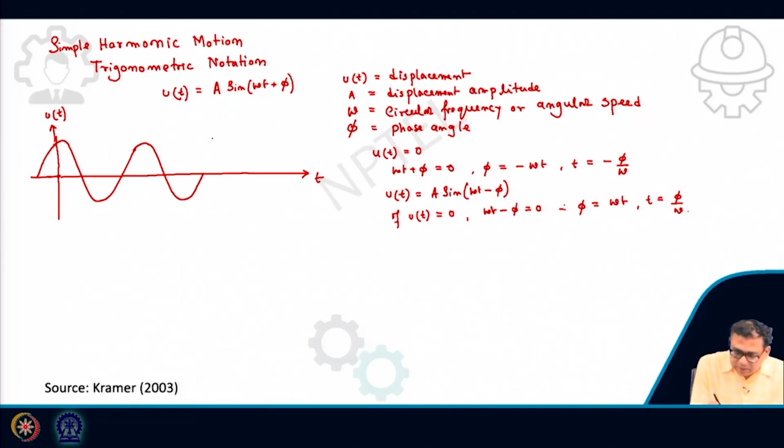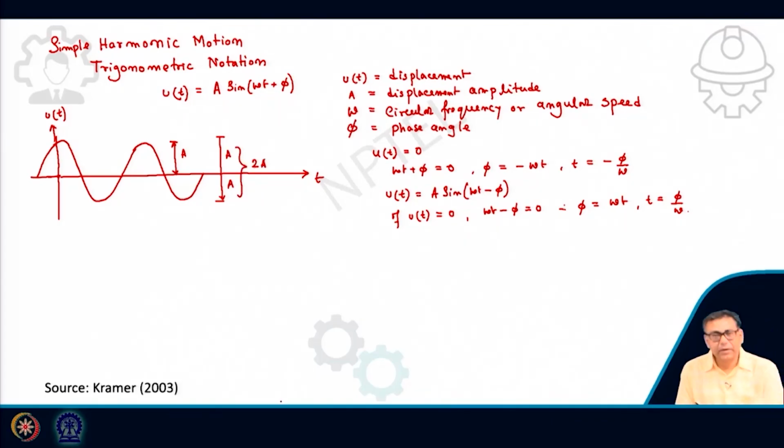Okay, so that means here A is the amplitude, so this is A, this is also A, so this is 2A. And from here to here this is your period T, and that is equal to 2 pi by omega. I will discuss how it is coming. And then another one, what is this value?